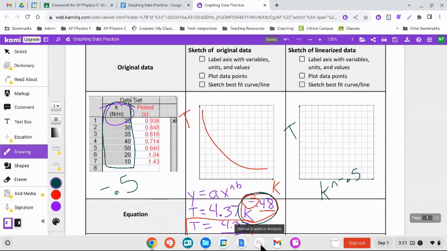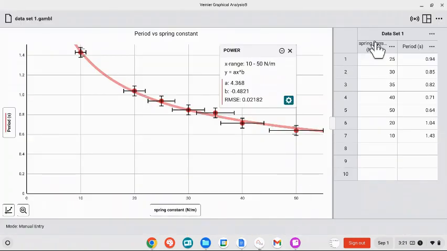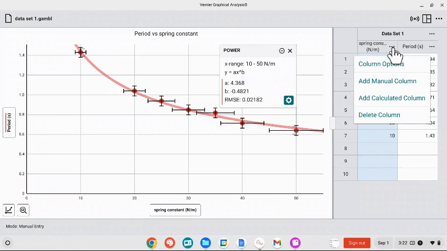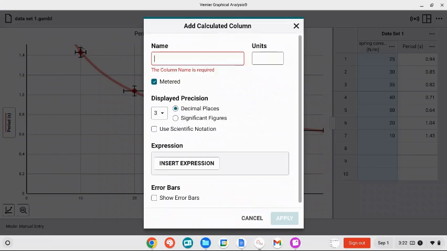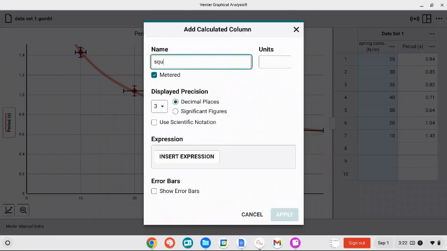I'm going to go to Graphical Analysis. And to do that, I'm going to click on the spring constant because that's the variable I'm going to manipulate, and go to column options, or this little dotted icon here. And I'm going to add a calculated column. And I'm going to put in here the inverse of square root of spring constant. At this point, that unit isn't going to make a whole heap of sense. And then I'm going to go ahead and just insert the expression.